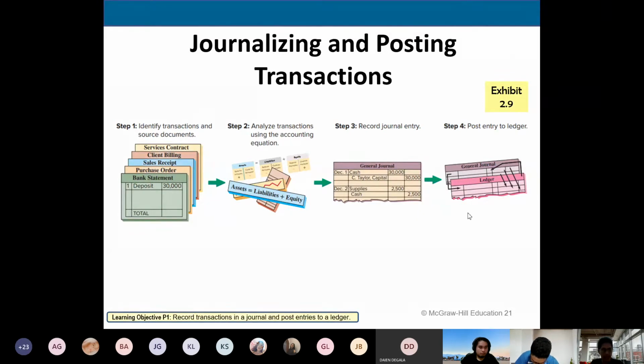Tama ba? Receipt is an inflow. May pumasok na pera. So, saan mo i-record pag naka-receive ka ng pera? Cash receipts journal. Receipt means you receive something. Tama ba? Okay. Meron pa tayong tinatawag na check disbursement journal. Although ito, same lang ng nature ng cash disbursement journal.